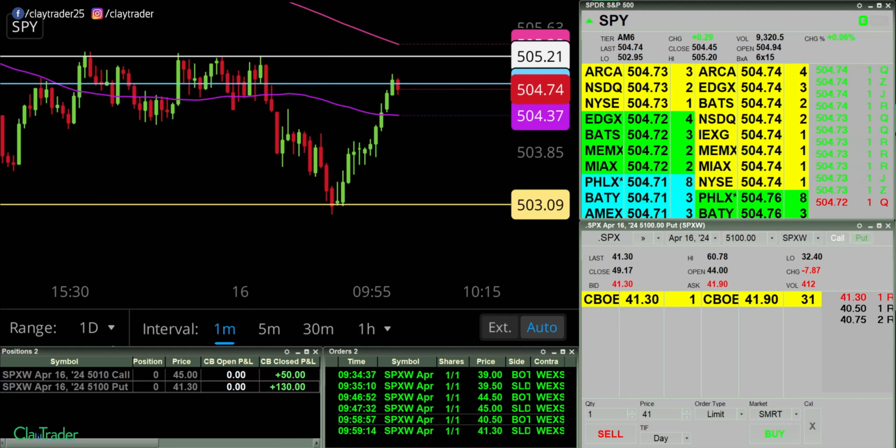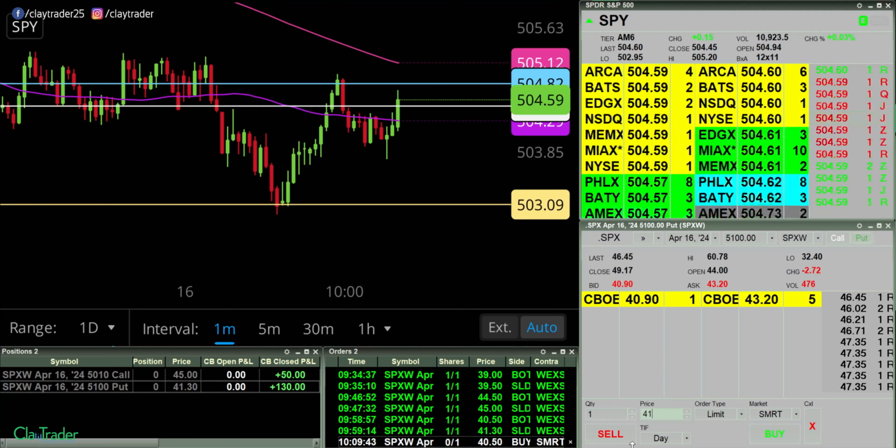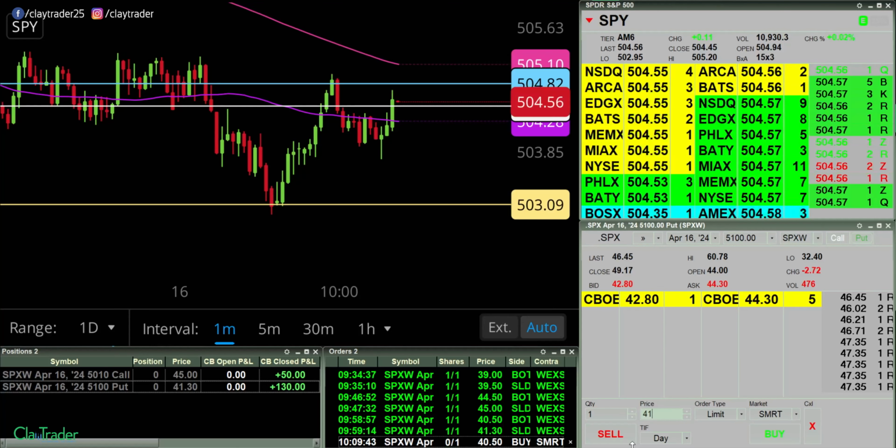I will go ahead and pause. Have an order at 40.50 here for a put. So it needs to come up a little bit more. I will pause, but I'll keep a close eye on it.